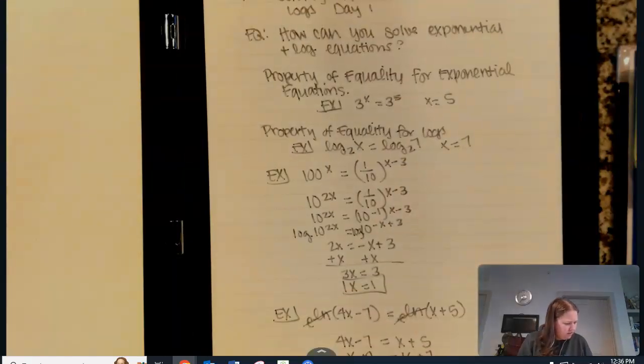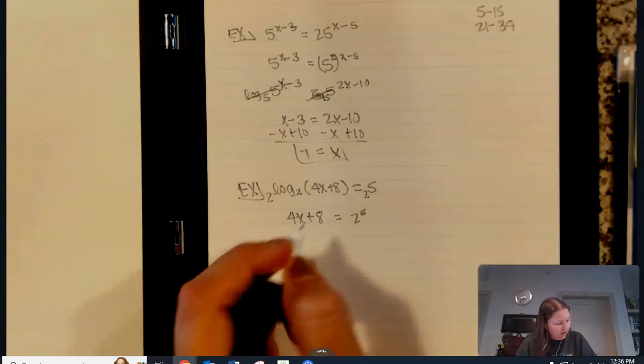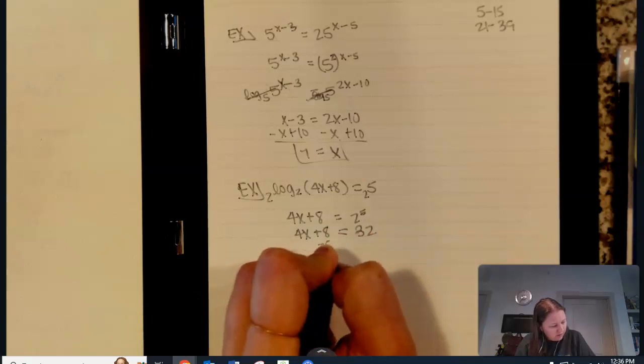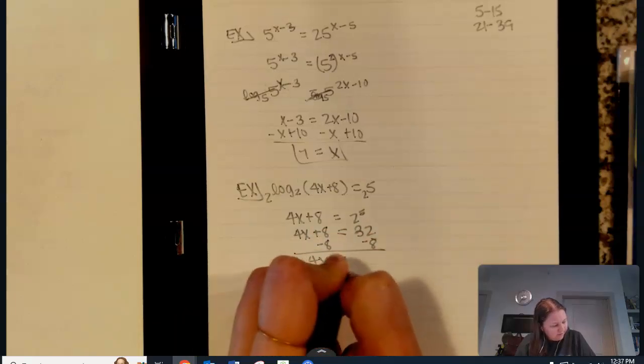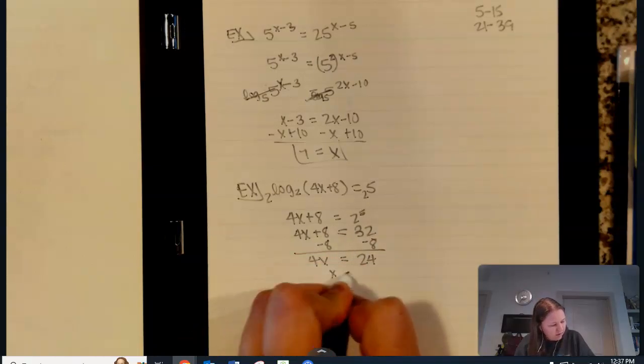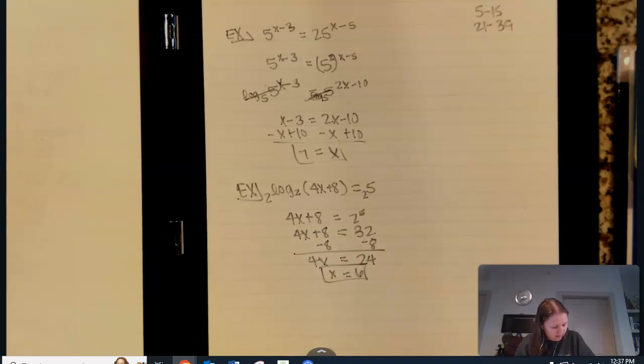Did I do one of those? I did the natural log. Okay. So 4x plus 8, 2 to the 5th is 32. So subtract 8, 24. So x is equal to 6. Perfect. Yeah, I think that's fine. I think we're doing great.